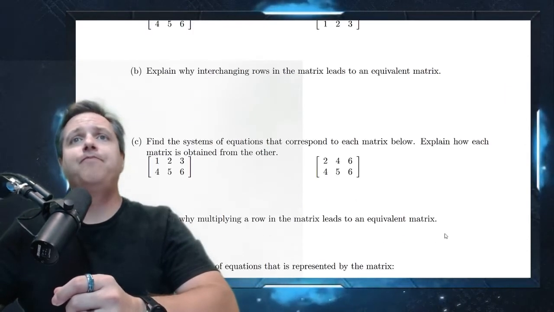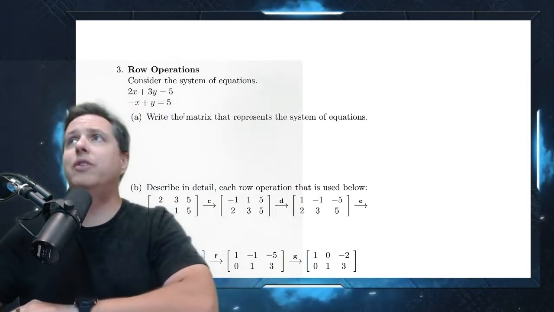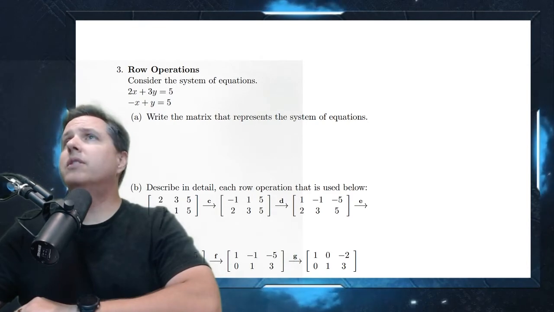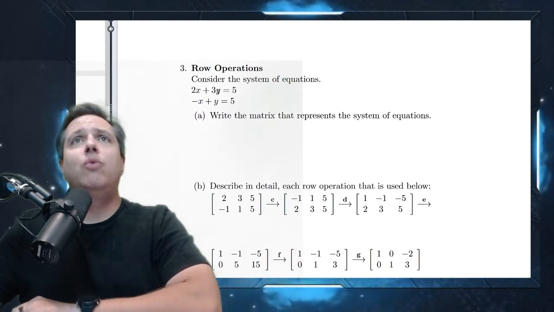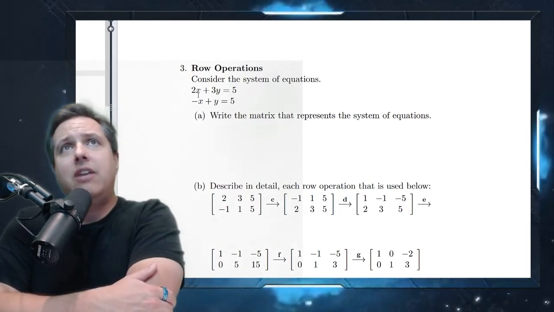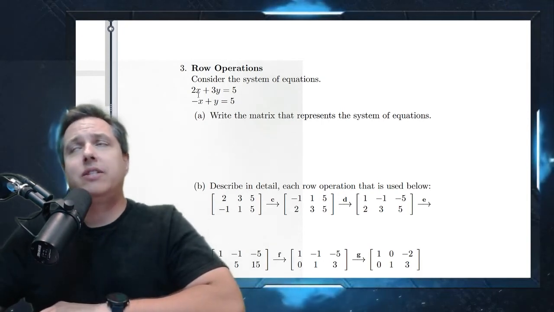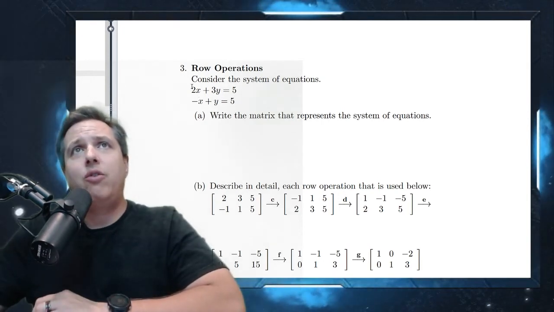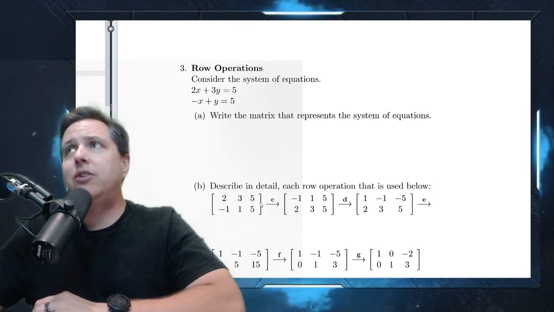Okay. So let's take a look at these in action. So let's kind of go through this. What do we have here? We've got the system of equations, 2x plus 3y equals 5, and negative x plus y equals 5. So we want to write the matrix that represents that. Well, we just take these coefficients, 2, 3, 5, negative 1, 1, 5, and then we put them into a matrix right here.